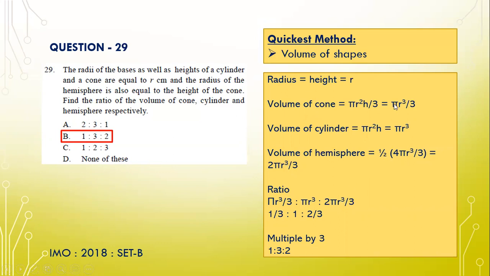So ratio will be pi r cube upon 3 is to pi r cube is to 2 pi r cube upon 3, isn't it? So the pi r cube will get cancelled from here, here, and here. What will remain is 1 upon 3 is to 1 is to 2 upon 3. And if you multiply this whole thing by 3, it will be 1 upon 3 into 3 is 1. 1 into 3 is 3. And 2 upon 3 into 3 is 2. So ratio is 1 is to 3 is to 2. Again, a very good question.